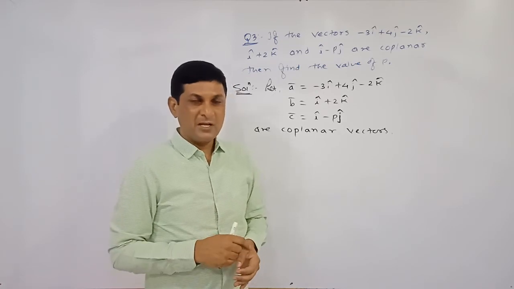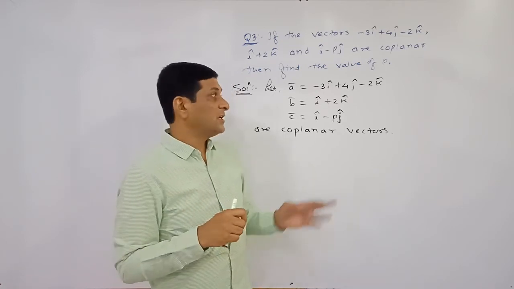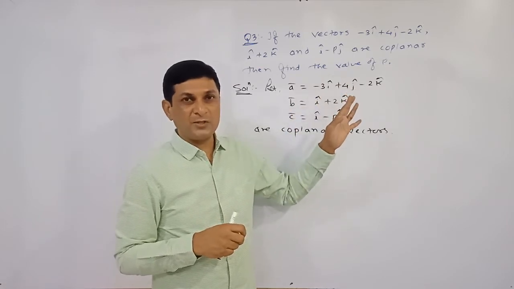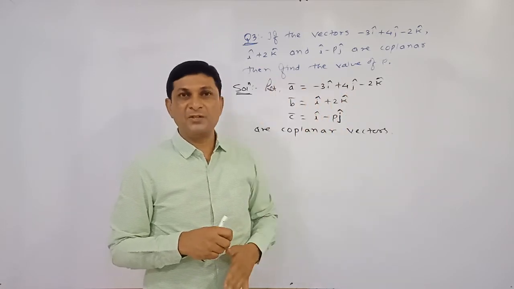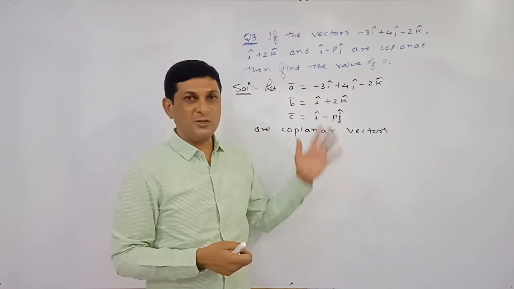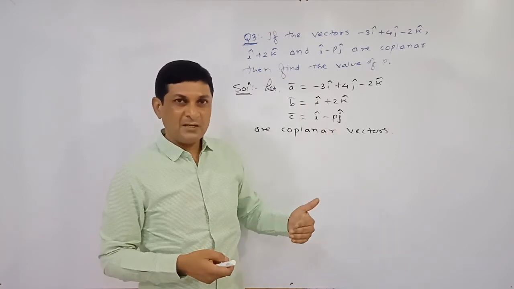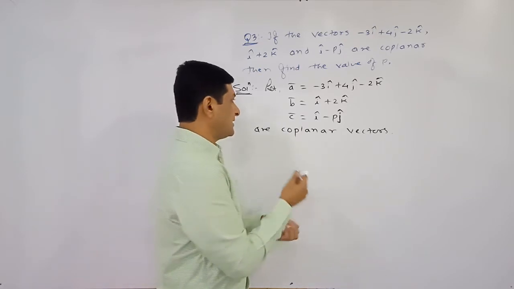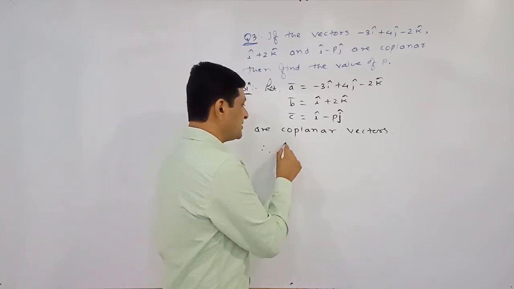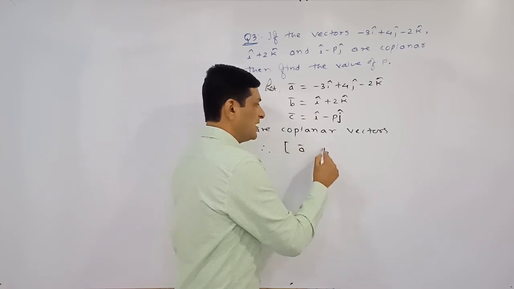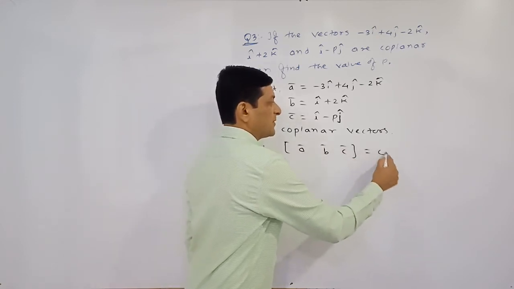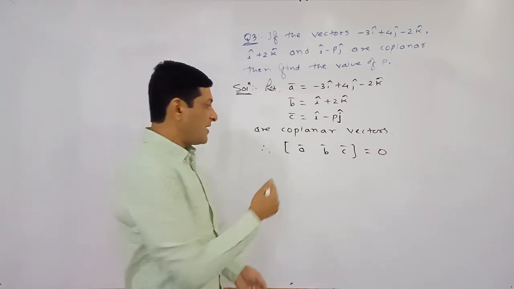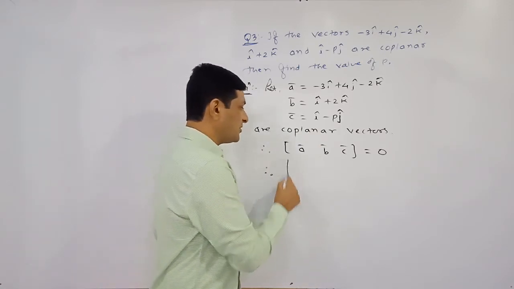Scalar triple product. In linear combination, what we have seen, if the vectors are coplanar, then one vector will be expressed by linear combination of other two vectors, and using that condition we have seen how to find out the unknown value. But instead of that, now we will have some easy method, that if vectors are coplanar, at that time we can say that box product of these 3 vectors will be equal to 0. Box product means what? Scalar triple product. It is the alternate notation of scalar triple product.